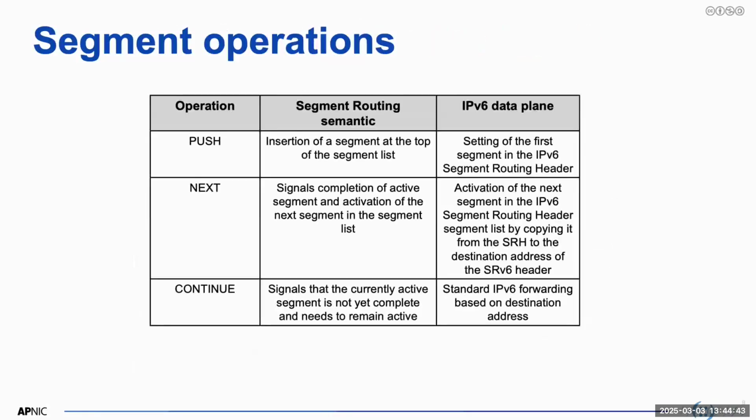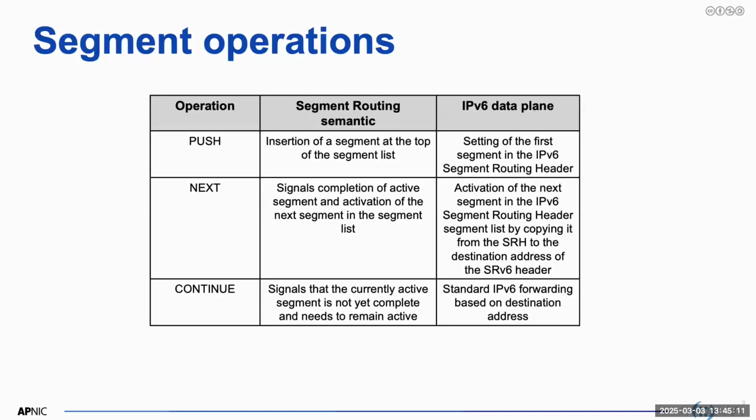So if we talk about the operations within segment routing, they are similar to MPLS. Like in case of MPLS, we have push, pop and continue. Similarly here, we have the push operation. So when the packet comes in the first time, the segment routing header is attached by the first node. The first node will attach the segment routing header, and that is called the push operation.